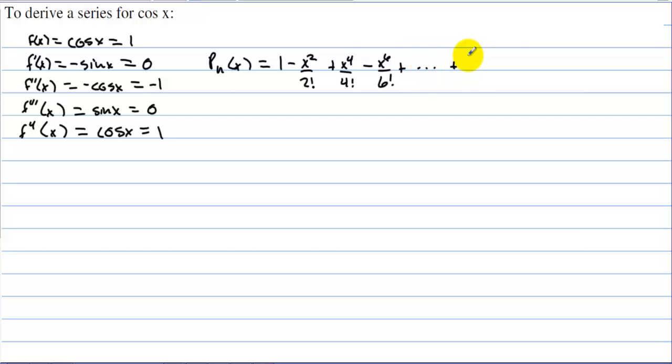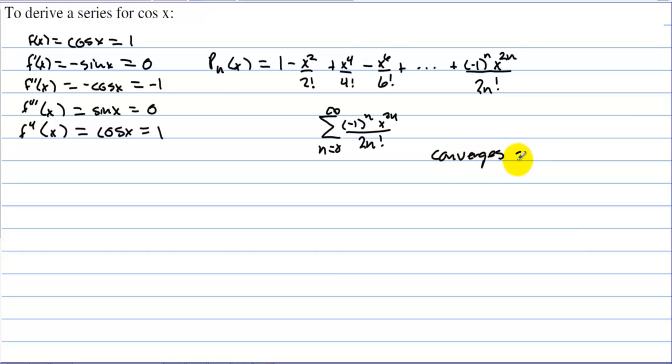Now let's see what we get if we plug 0 in again. We're going to get negative 1 to the nth, and then x to the 2n over 2n factorial. Now if we write this with sigma notation, we have the sum from n equals 0 to infinity of negative 1 to the n x to the 2n over 2n factorial. Cosine converges on all reals, on all values.